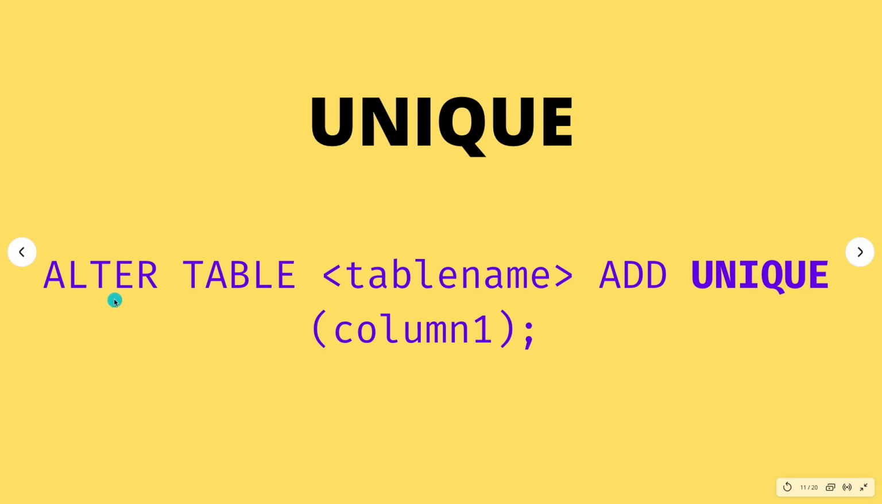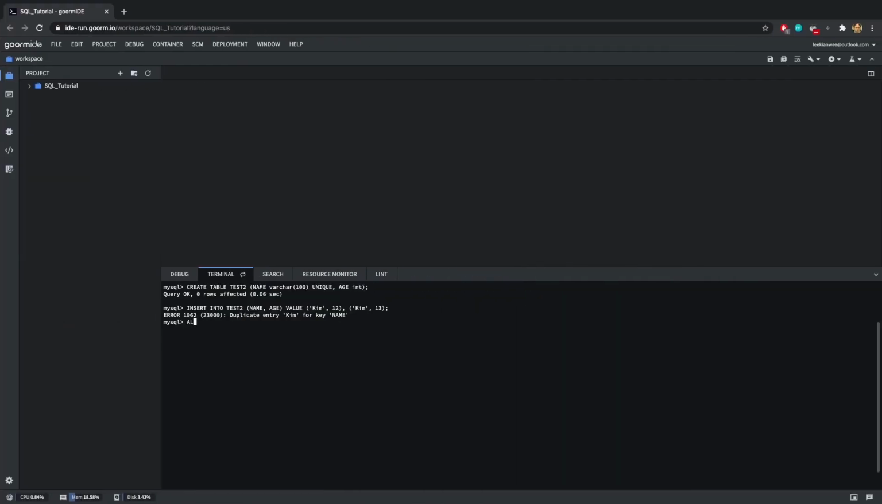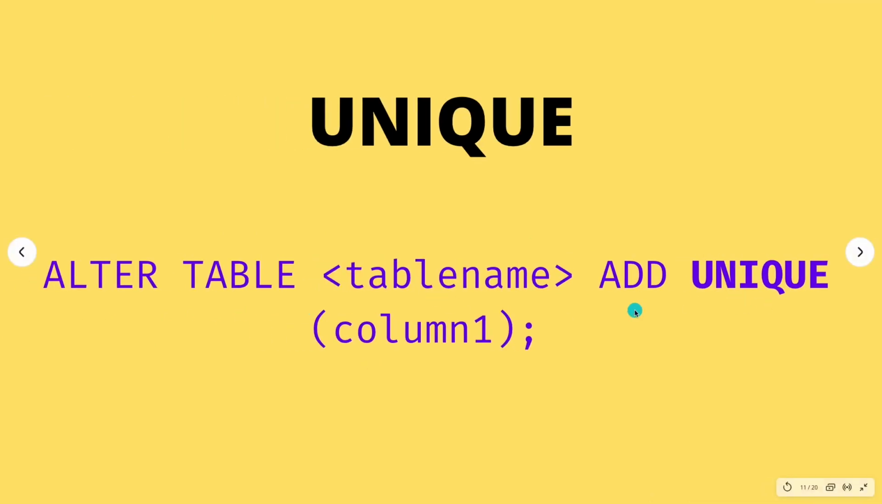Alright, so if you want to actually add this constraint on an existing table, we can do it as well. So what we can do is we do alter table. Let's say if you want to do age as well. So here we do alter table test2 add unique age.